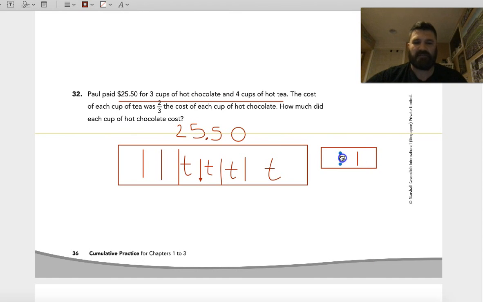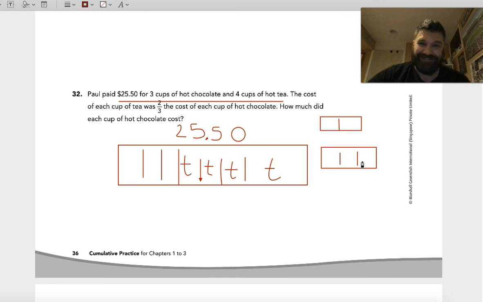So if we just look at this, we know there are 3 of these. We're saying that each cup of tea is 2/3 the cost. So 2/3 is how many? Exactly 2. So we're going to draw a 2 terribly. For each 3 parts, this is our ratio side. This is where this part comes in handy. For 3 parts of hot chocolate, you get 2 parts of tea.